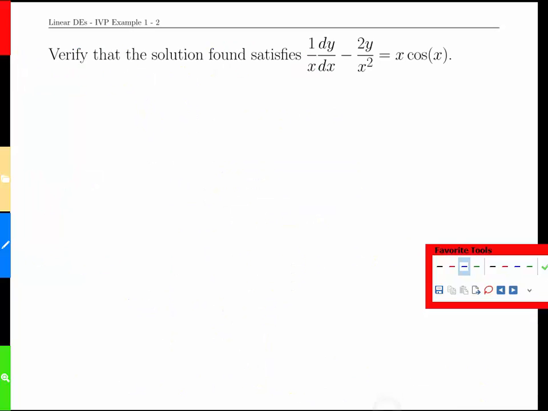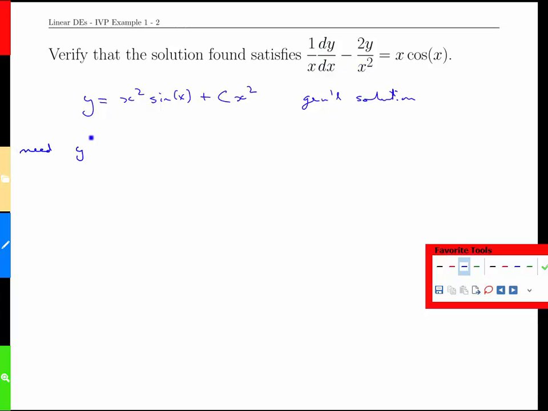Having done all that work, it makes sense to verify that what we have actually is a solution. We propose that y equals x squared sine of x plus cx squared. We'll verify the general solution, because if the general solution satisfies this, the particular value of c will also satisfy it. And what we want to do is verify that the solution works. So that means plugging it into the left-hand side.